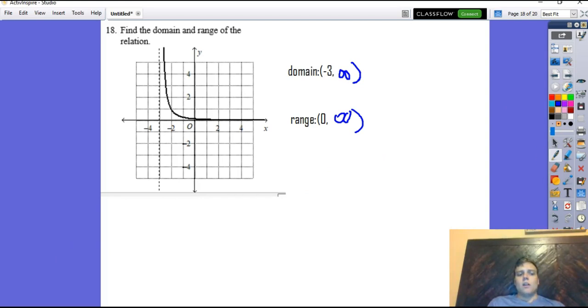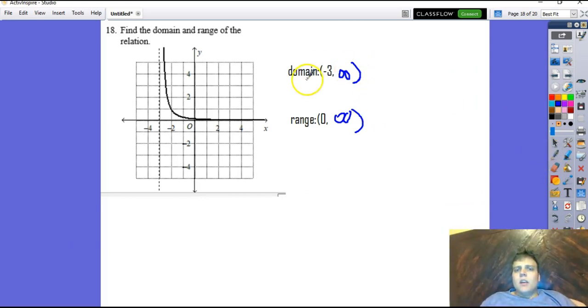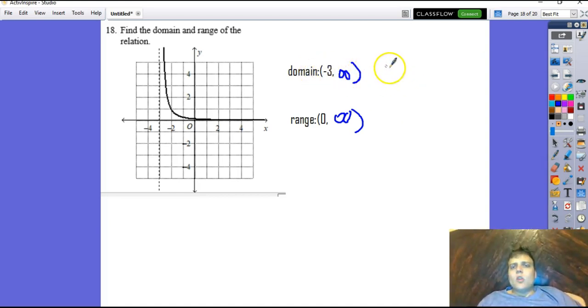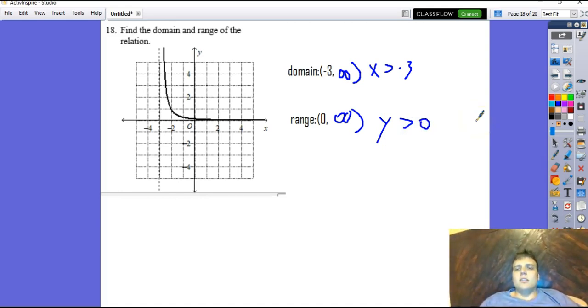That's all that's required. And just for a little tidbit, this is the interval version of domain. The inequality version for domain here is x is greater than -3, because I'm getting larger than -3, I'm going to the right of -3. And the range is y is greater than 0. I just want you guys to be aware of the inequality version of this, okay? So really take a moment and kind of think through that.